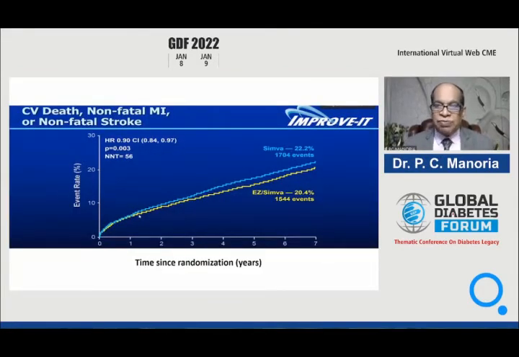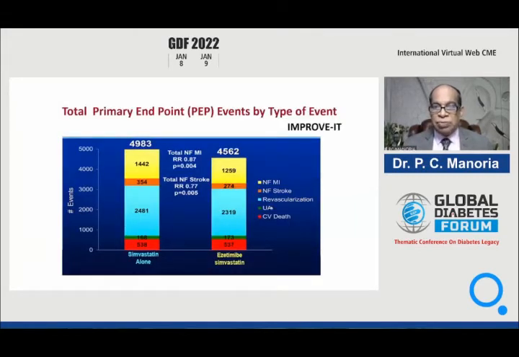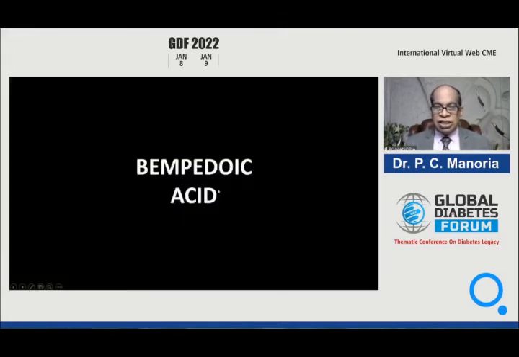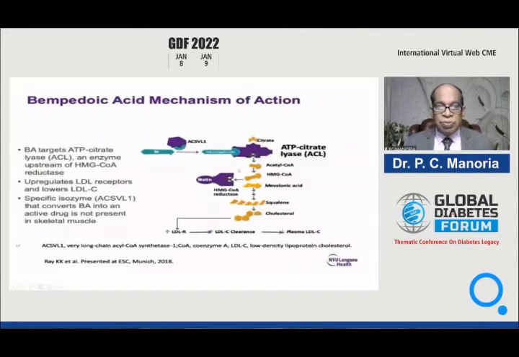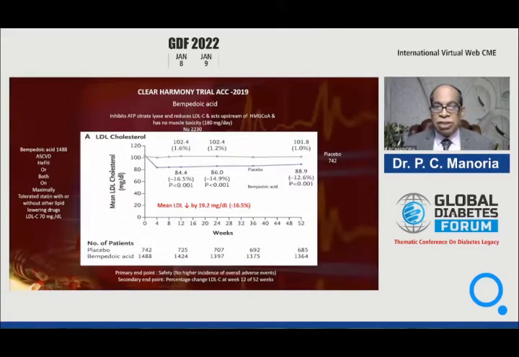Ezetimibe was approved after the IMPROVE-IT trial. You can see a 10% reduction in the cardiovascular events, and the major reduction, as you can see, is in the non-fatal MI, the blue ones, and in the non-fatal strokes. Bempedoic acid is not available in India, but it targets ATP citrate lyase, an enzyme upstream of HMG-CoA reductase, doesn't produce muscle toxicity, and is a good drug as an add-on therapy. And you can see this is data from the bempedoic acid trial. It can produce a reduction by almost 20% in the LDL.